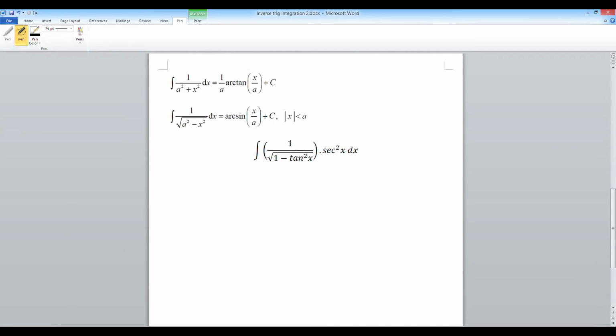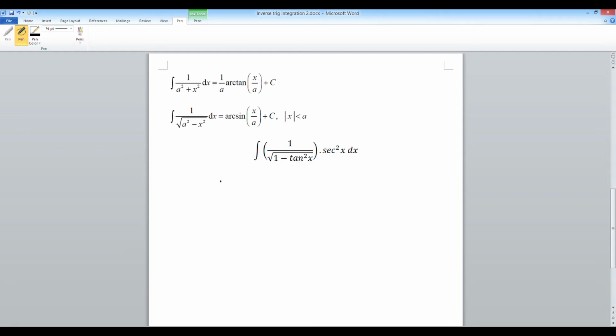Here is another example where we have to integrate using inverse trigonometric identities, and this one is a little bit more complicated. So we are given the integral of 1 over root 1 minus tan squared of x multiplied with secant squared of x dx. So the moment I see a tangent and a secant squared, I know I can use substitution. So I have to choose a suitable substitution.